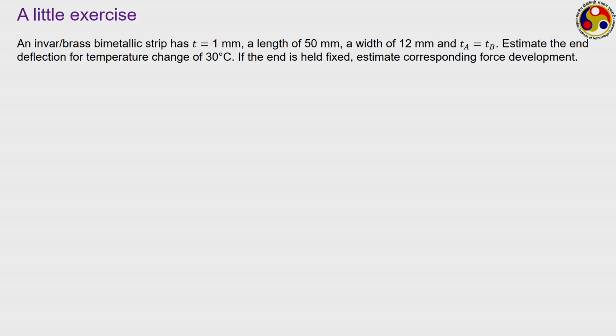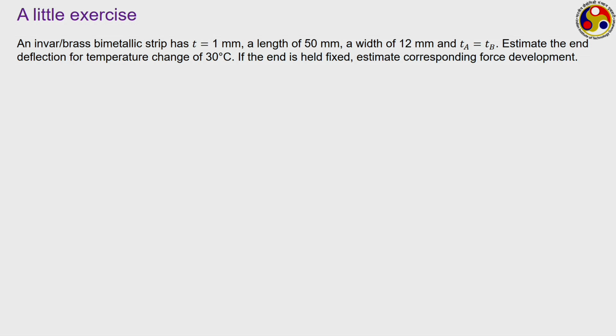Before we move on to the other types of measuring principles, let us solve a few numerical examples just to illustrate the concepts that we have discussed in the previous lecture. The first one is related to a bimetallic strip. Please read the problem carefully.